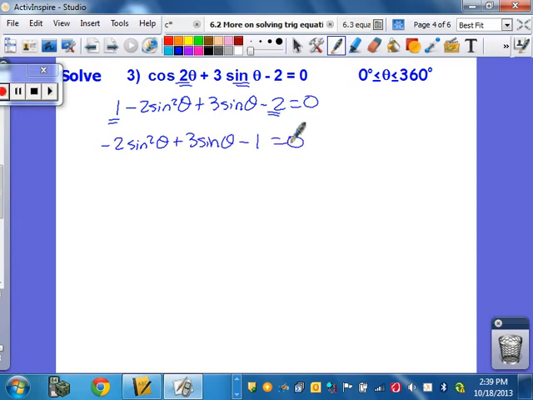I do not want that -2 there. That's just a pain. So I'm going to factor out a -1. And that makes it 2 sine squared theta minus 3 sine theta plus 1 equals 0. Now I actually can just divide that -1 out and it just kind of disappears because we're just solving. It's not like we're graphing. So 2 sine theta.